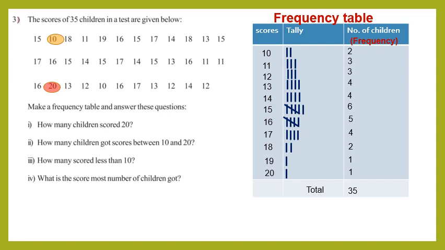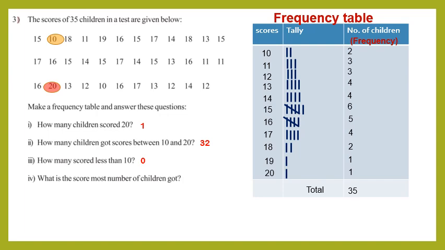First question, how many children scored 20? Yes, answer is 1. Second question, how many children got a score between 10 to 20? Here we have to exclude 10 and 20. We get the total 32. Third question, how many scored less than 10? Yes, of course, answer is 0.